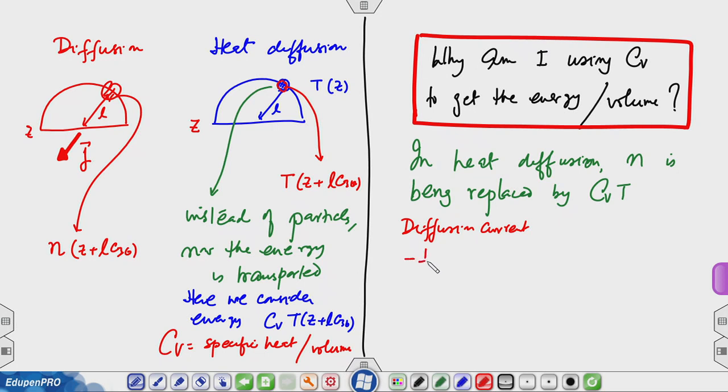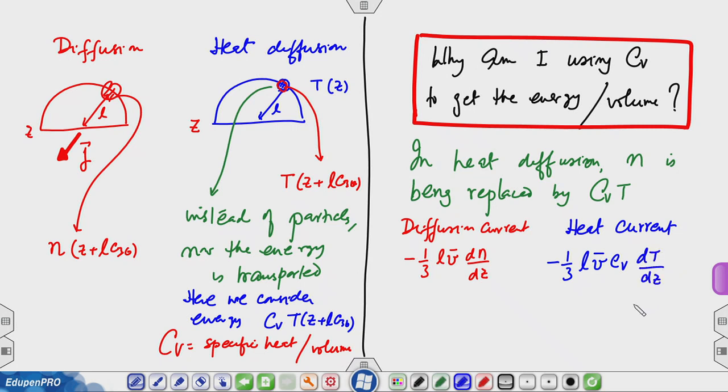Now, diffusion current was minus 1/3 L V bar dN dz, and therefore, since I am replacing N by CVT, the heat current is going to be minus 1/3 L V bar CV dT dz, and this gives the heat conductivity to be 1/3 L V bar CV. That's your answer.